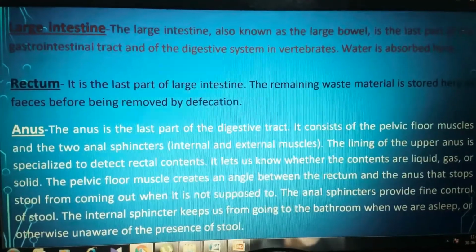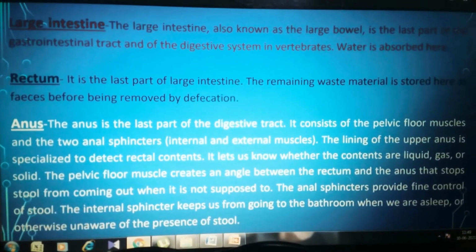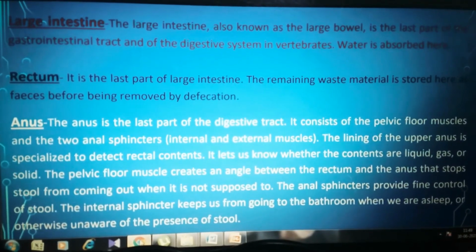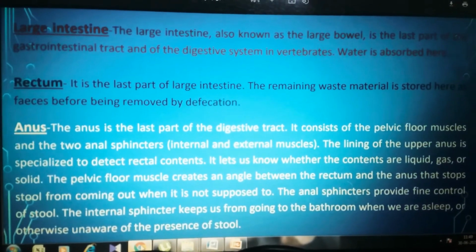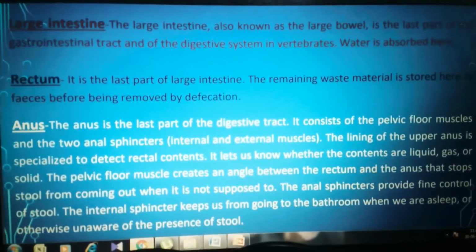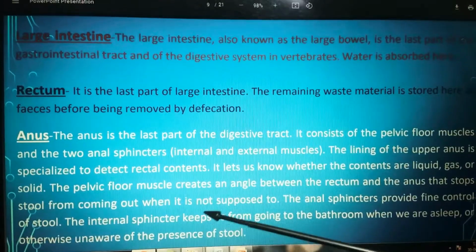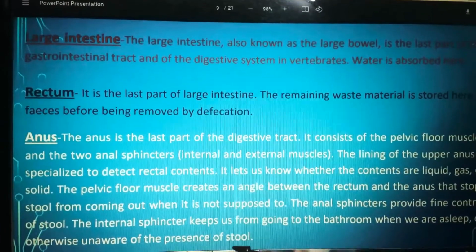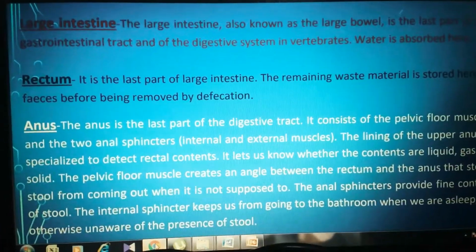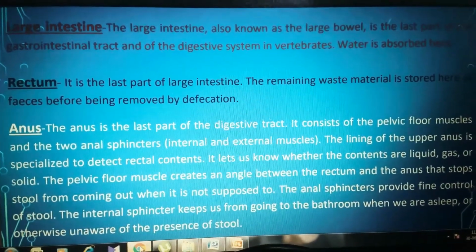Rectum and anus are the last part of the large intestine, or we can say the last part of the digestive tract, wherein the remaining waste material is stored and removed by the process of defecation. In the anus, there are small internal and external muscles called sphincters, which are going to remove the waste material from the body in the form of stool. So this was about the digestion that goes on in human beings.